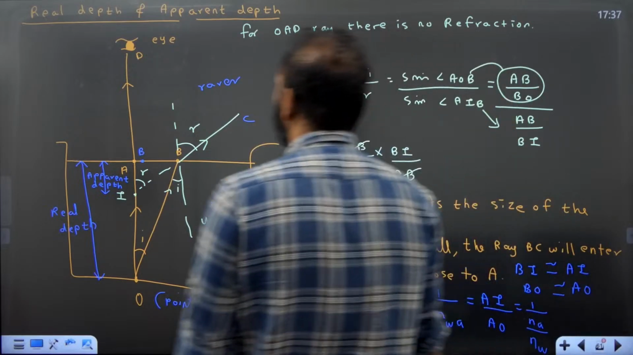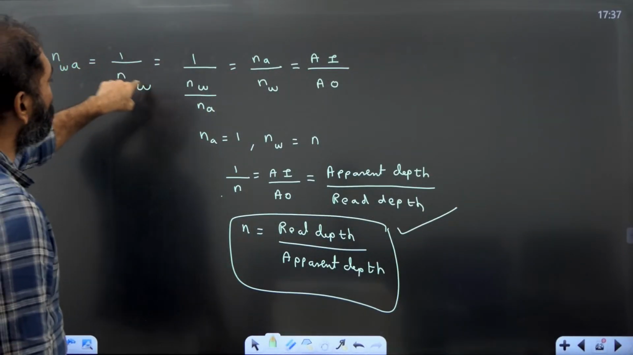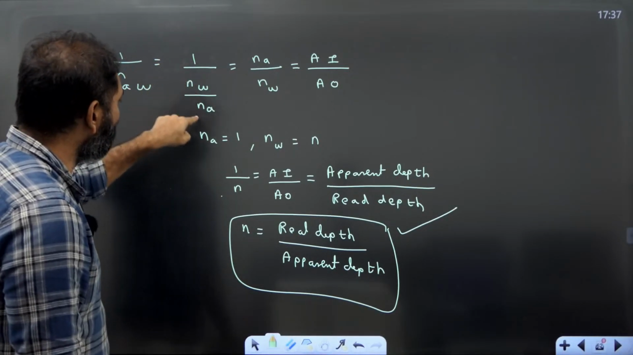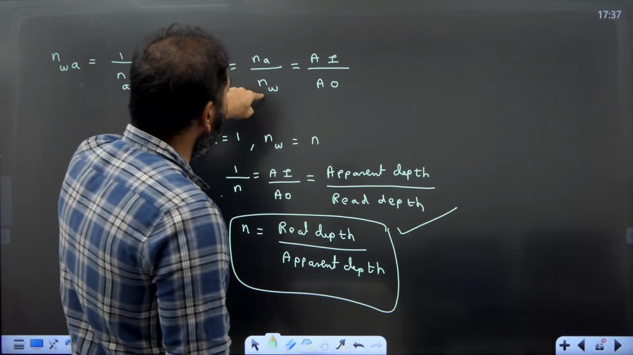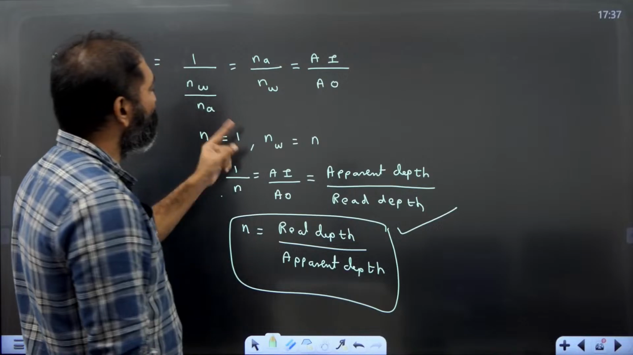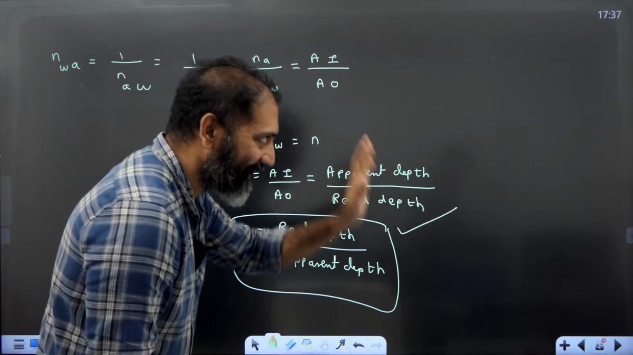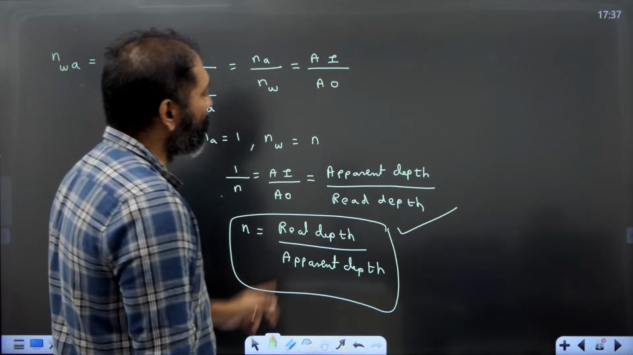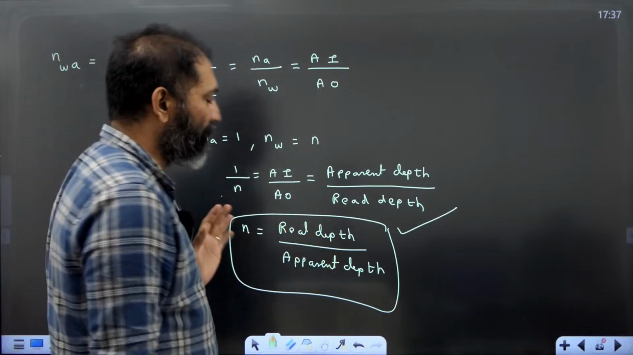Refractive index of air with respect to water is equal to 1 by refractive index of water with respect to air. So 1 by refractive index of water divided by refractive index of air. Air moves to the numerator. Refractive index of air with respect to water is AI by AO. Refractive index of air is what? 1. Refractive index of water we can simply write as n, since there is only one medium. So 1 by n is equal to AI by AO, that is apparent depth by real depth. So n is equal to what? Real depth by apparent depth.